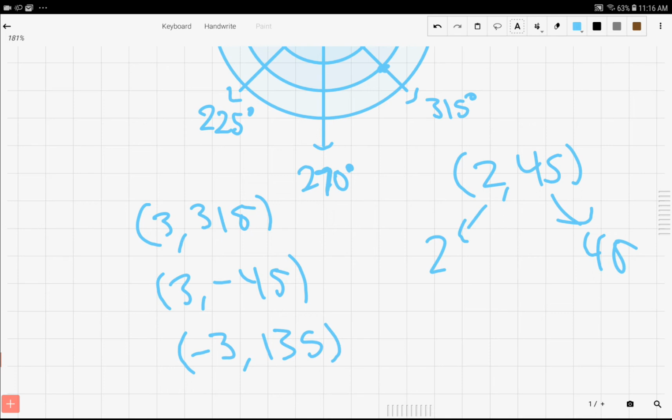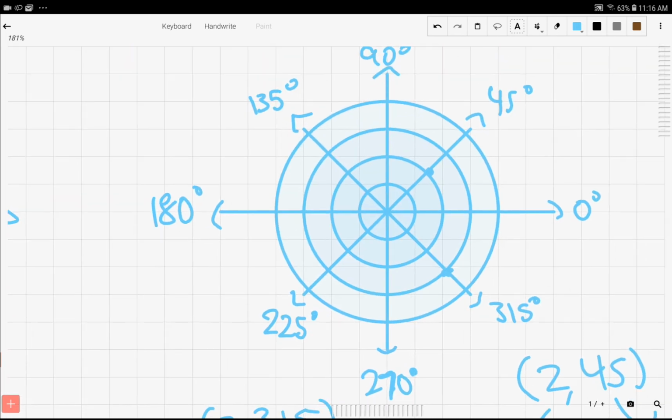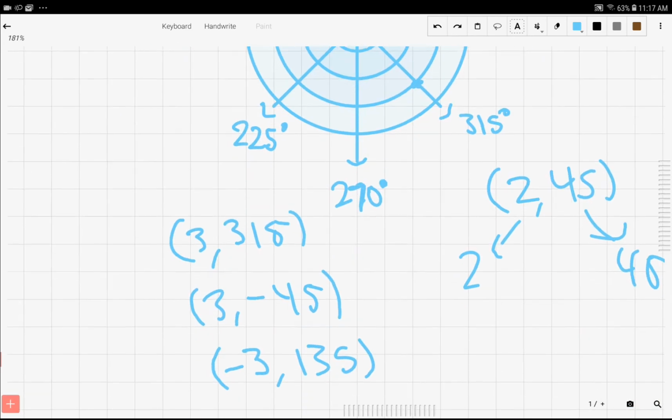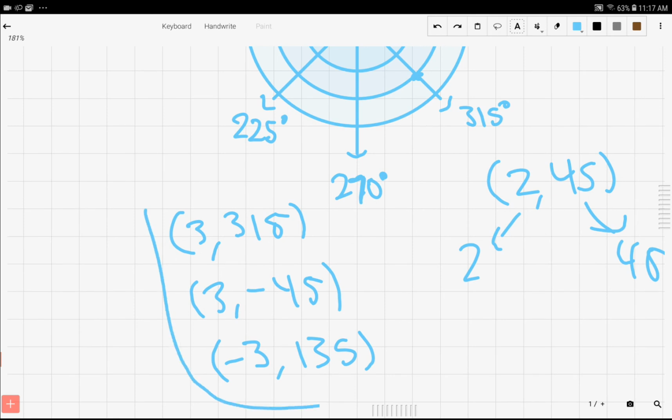Now, the reason why we can express it as (-3, 135°) is because we have a point right here, which is (3, 135°). And when we do the negative of that, it's just going backwards 3 from the origin instead of going forwards 3 from the origin. So we end up with the point (3, 315°). So as you can see, we can write polar coordinates in many different ways.